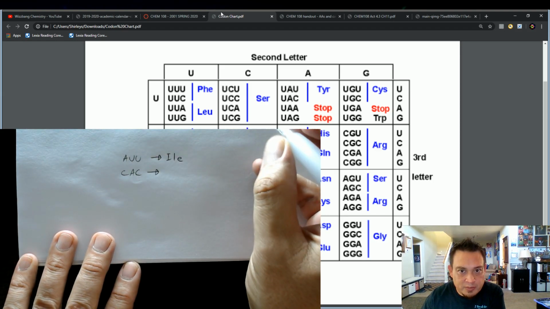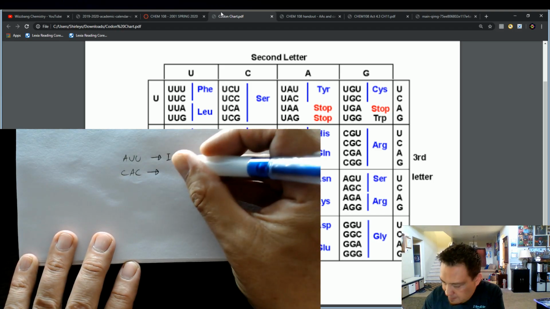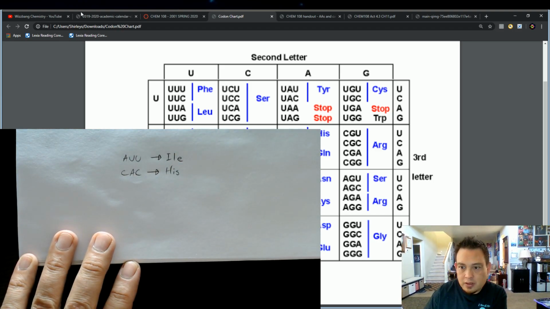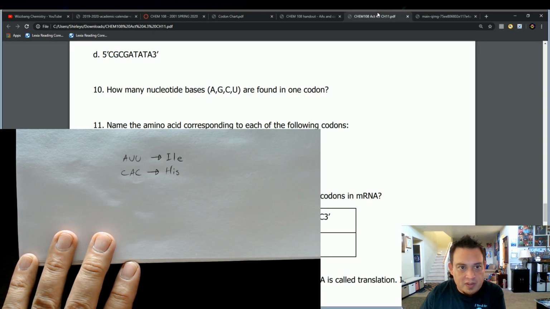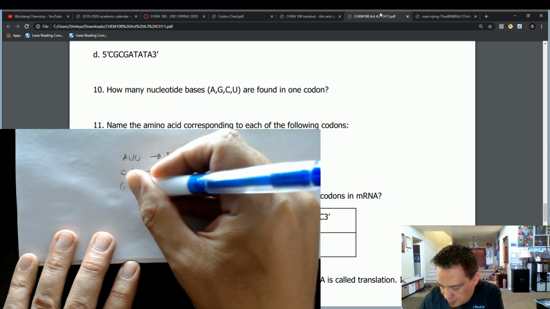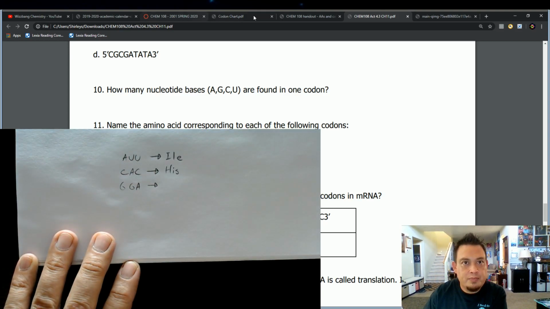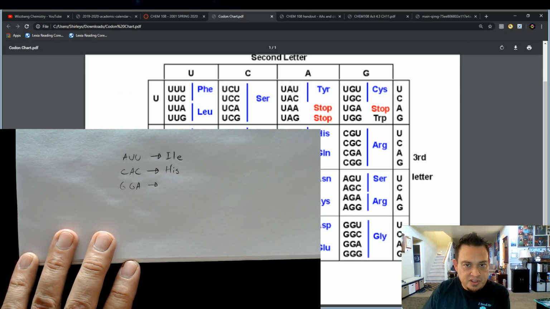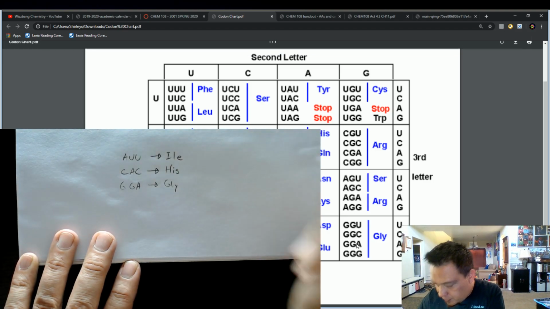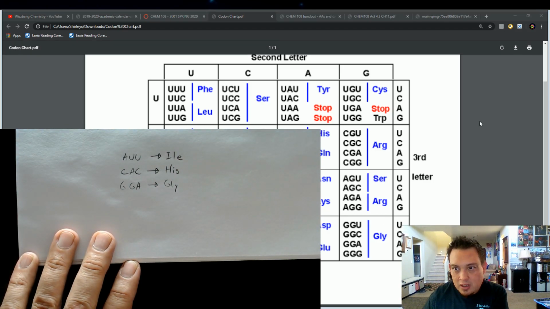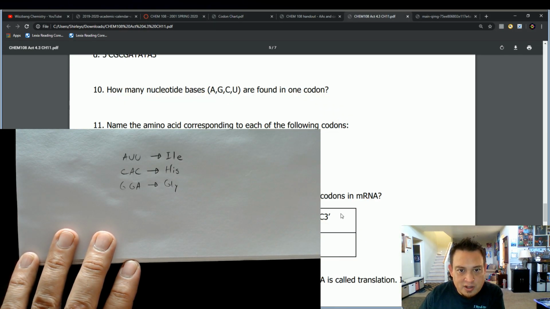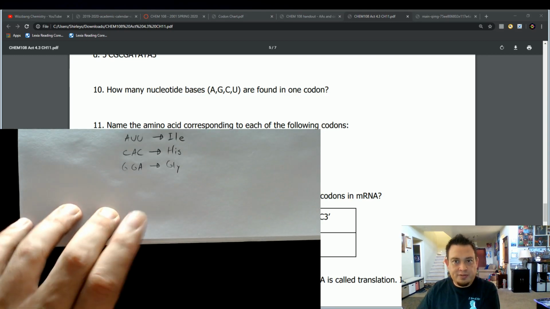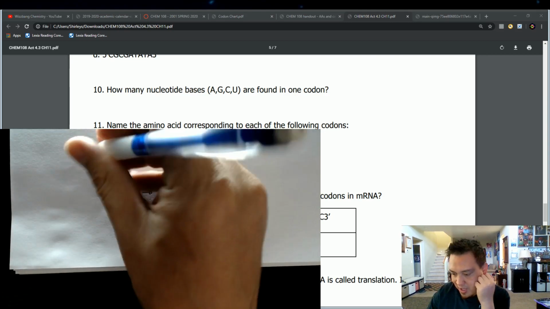CAC becomes, looks like, histidine. And then the last one, and that's that there is GGA. What does that become? GGA, so G, G, and then A is right here. It's glycine, GLY. Like so. All right. So any questions about how to do these ones? You basically just read it off the codon chart. Pretty straightforward stuff. So that was number 11.